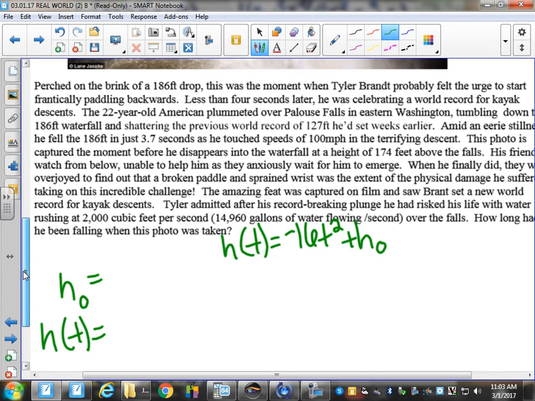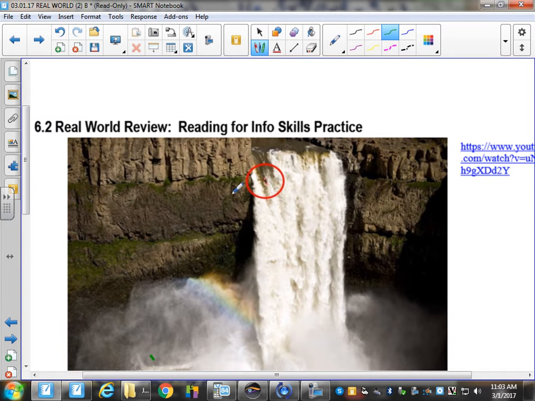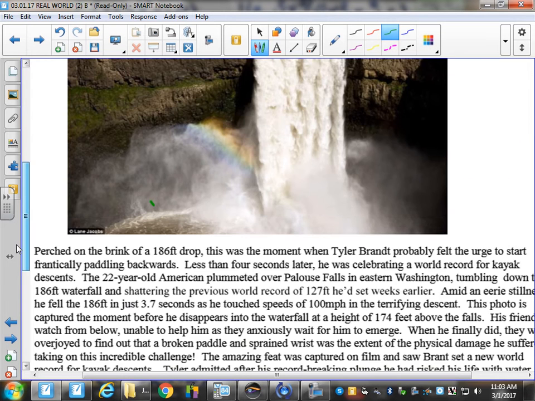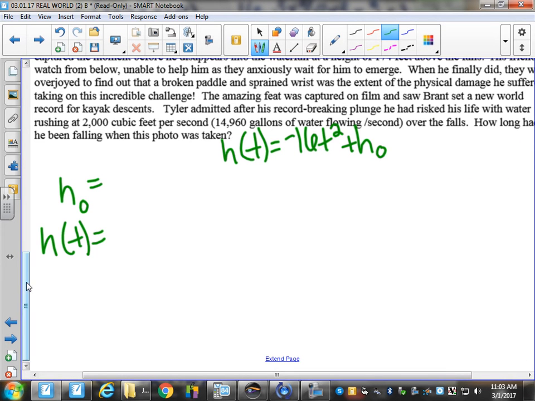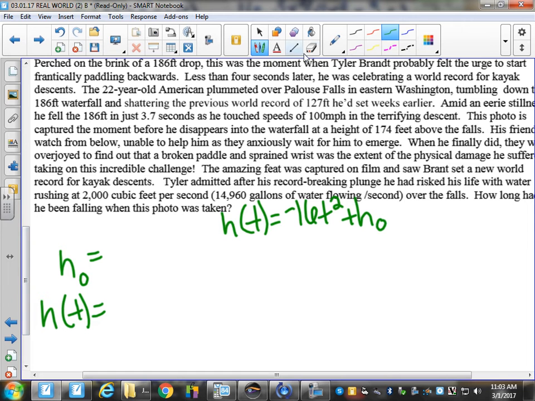Oh, so the question is asking what his height is when this photo is taken. So this is his starting height at the top of the waterfall. We want to know how long it took him to fall until we took this picture. Probably going to be a really short amount of time. What is his starting height?